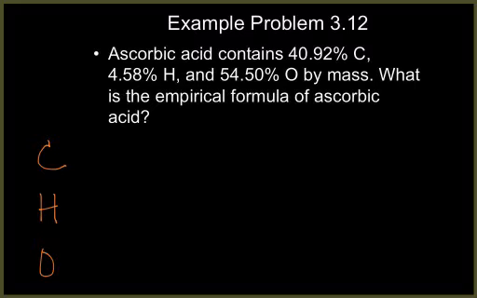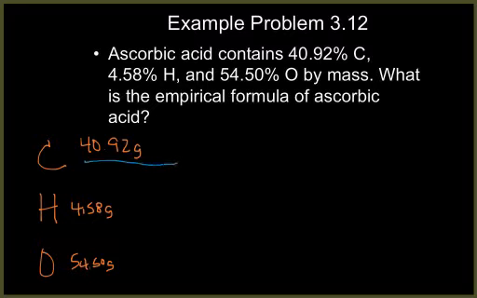Now since they gave it to us as a percent, we're going to assume a 100 gram sample. So instead of writing 40.92%, I'm going to write that as grams. Hydrogen, I have 4.58 grams of that, and then I have 54.50 grams of oxygen. So on our little pathway that we just looked at, our first step is to convert to moles. I'm in grams, so I'm going to take it to moles.